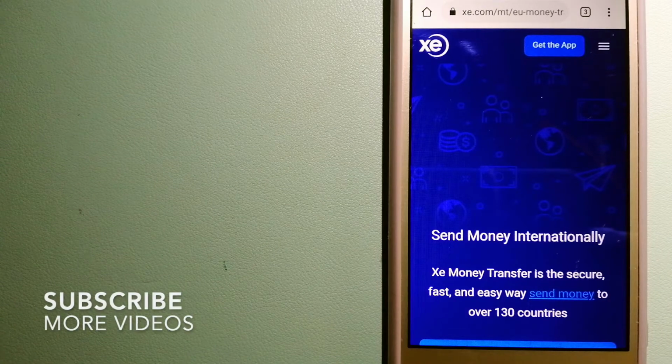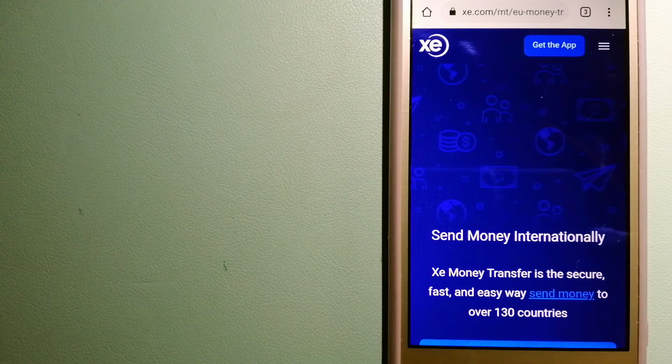Our first option is the XE Money Transfer. This is an online money transfer company that offers a cheaper and faster way to send money internationally. And as a trusted and seasoned name in foreign exchange, they could be a good option for your international money transfer. Founded in 1993, they have been dealing in foreign exchange for a long time.